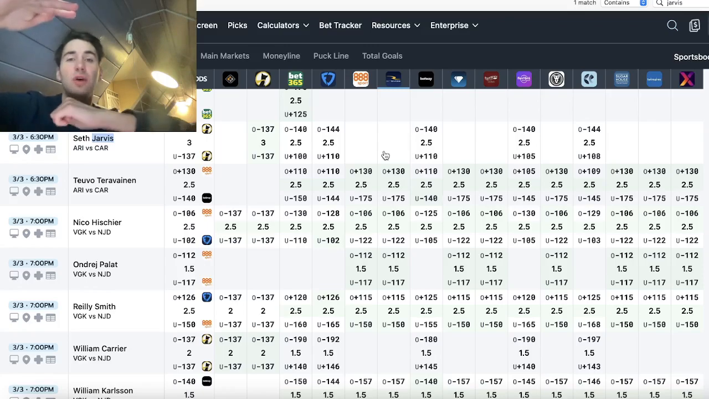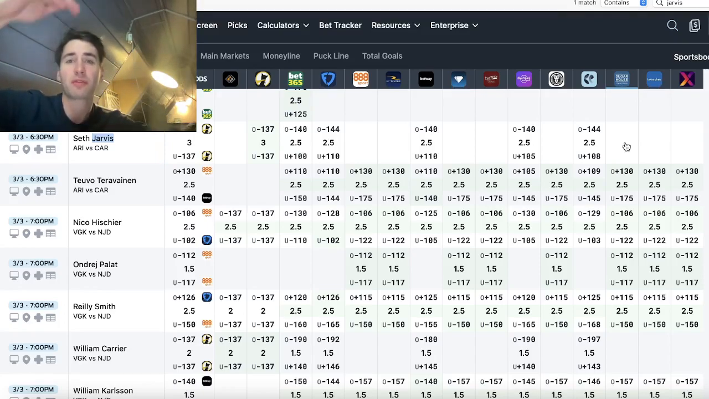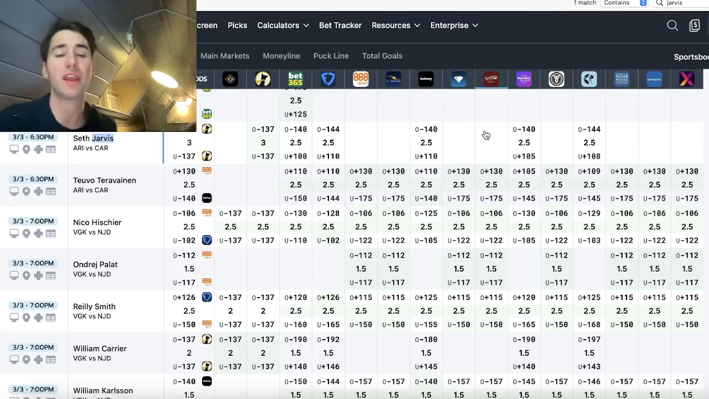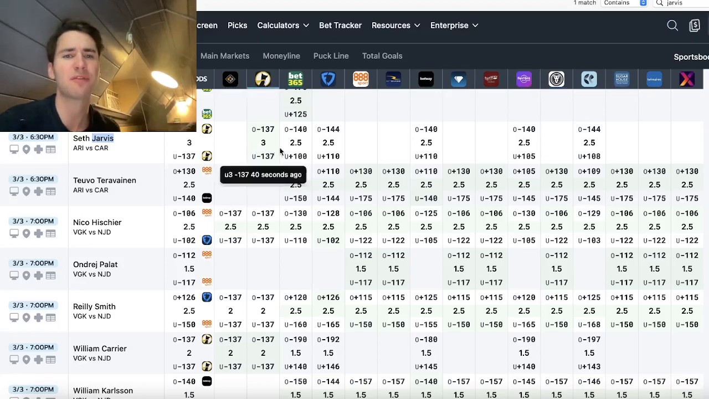Their line is too high. There's not much juice on the 2.5 shots on goal. So you have 5 data points setting the line at 2.5 shots on goal, 1 data point at 3. So you want to take the under, right? Underdog is too high. Their line should be at 2.5. This is a market inefficiency. Their line is half of a shot on goal above the rest of the market. So that's the first play I went with.